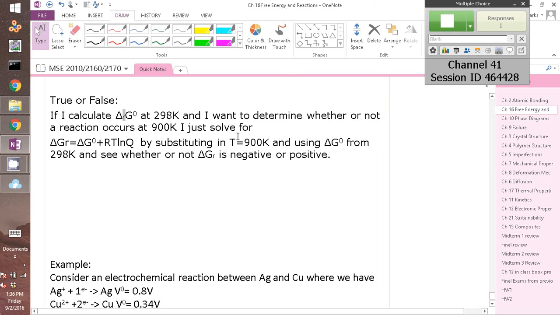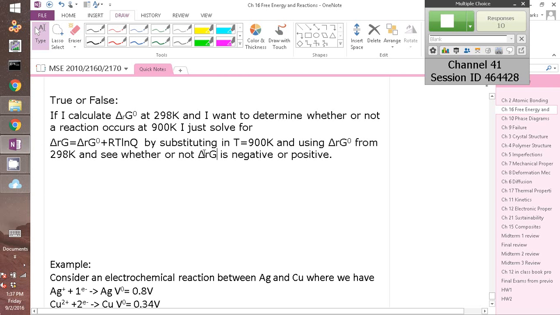So let's do this one right here. If I can calculate delta RG at room temperature, and then I want to determine whether or not a reaction occurs at 900 K, I just solve for delta RG. I'm sorry, I put these R's in the wrong spot when I made this slide. delta RG equals delta RG naught plus RT natural log Q. I just solve this equation by substituting in T equals 900 K and using the same delta RG naught from 298 right here. And I see whether or not delta RG is negative or positive.